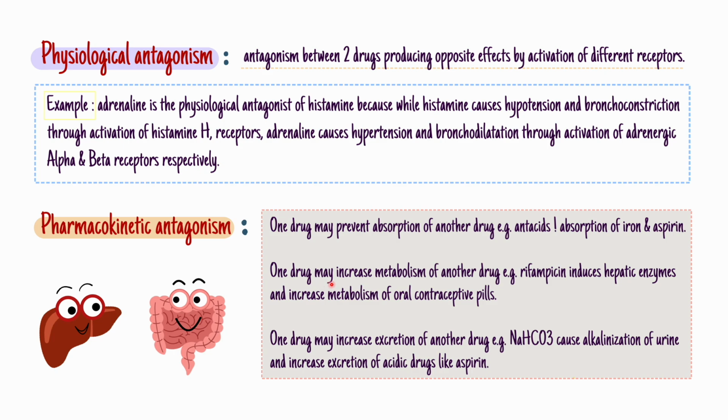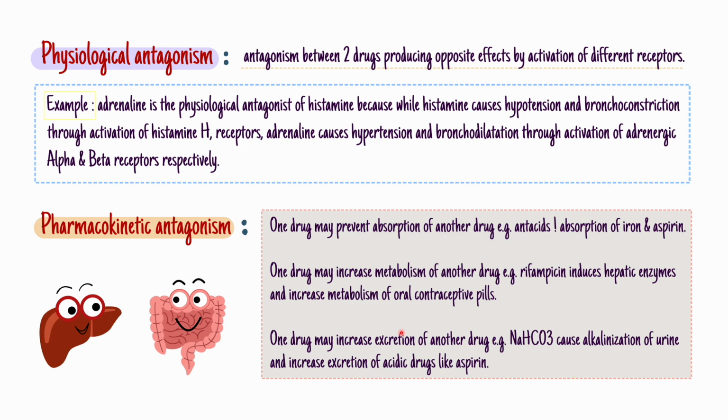The third type we have is metabolism. Here we have an example of rifampicin. It induces the hepatic enzymes and increases the metabolism of oral contraceptive pills. The other type, for example, we have cimetidine. It inhibits these enzymes. As a result, it slows the metabolism of warfarin and increases the risk of bleeding.